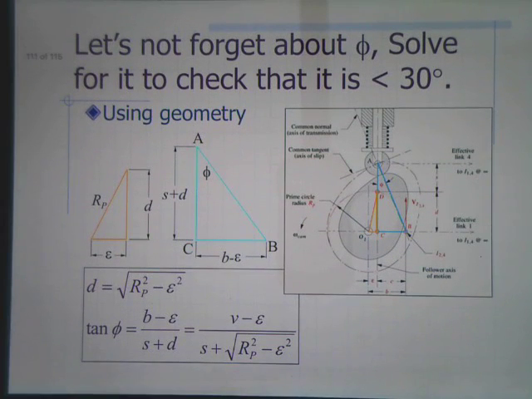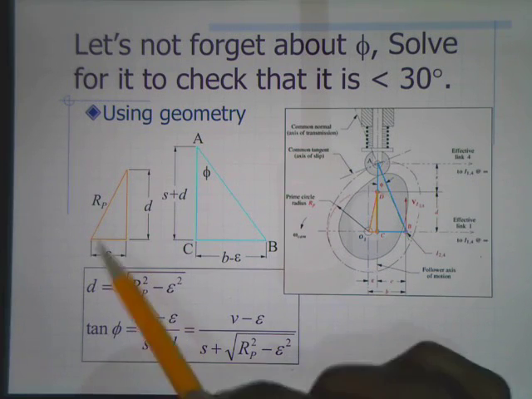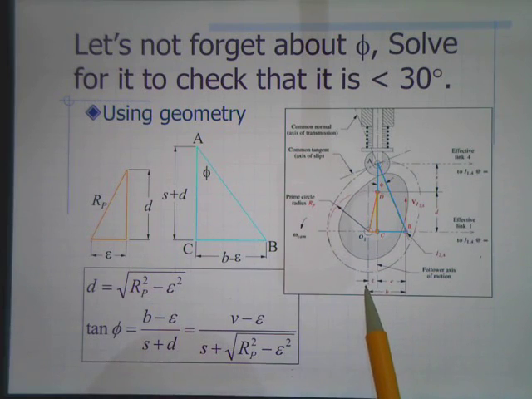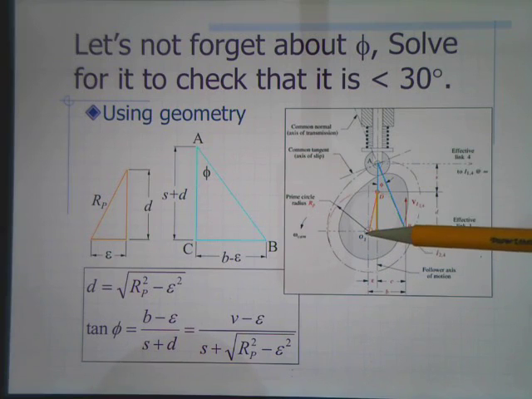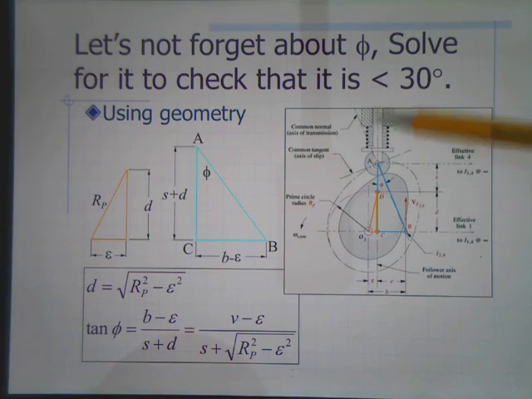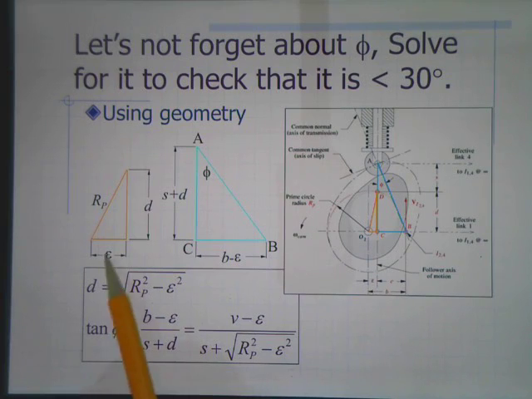So let's not forget about our pressure angle phi. We need to solve for it to check and make sure that it is indeed less than about 30 degrees. We mentioned that earlier as a design criteria. And so what I have here is two triangles, which I'm going to focus on, a yellow triangle and a blue triangle. For our yellow triangle, we have some eccentricity. Again, remember the line of the follower and the center line here going up from O2. There's a distance here, and we call that the eccentricity, using a little epsilon there.